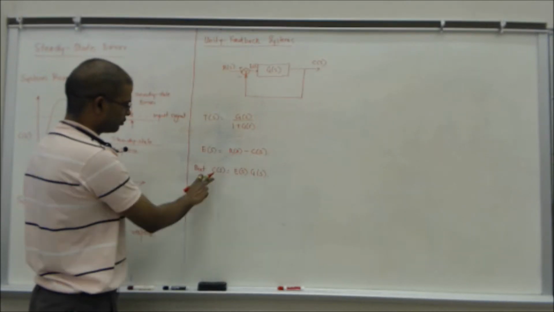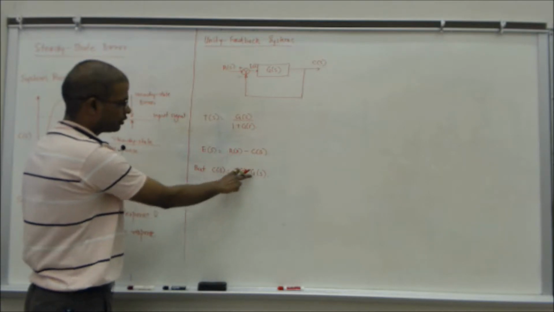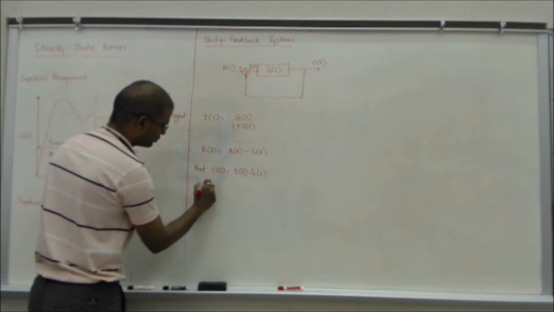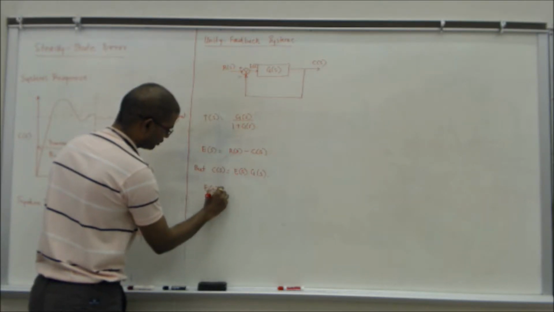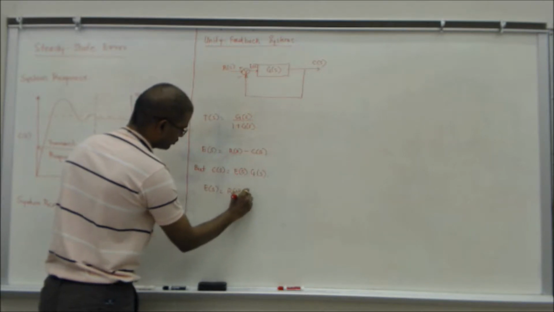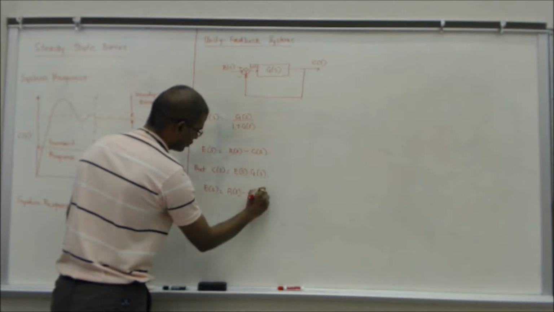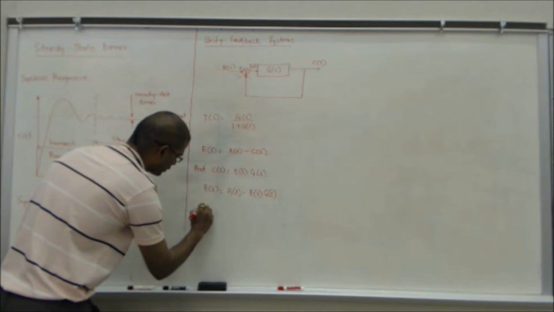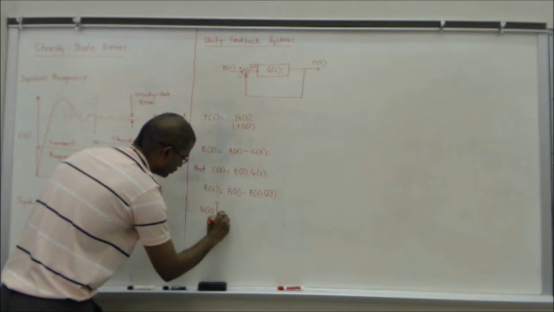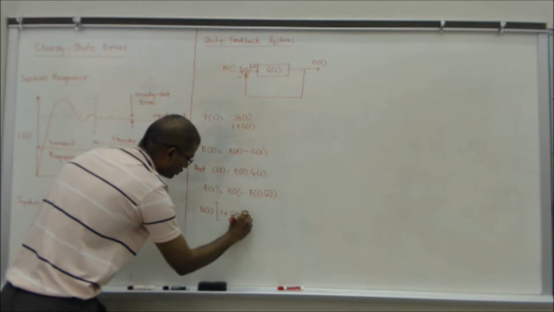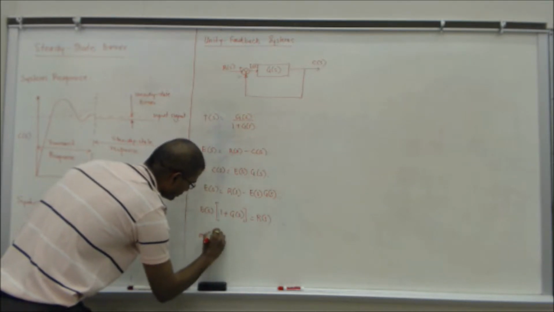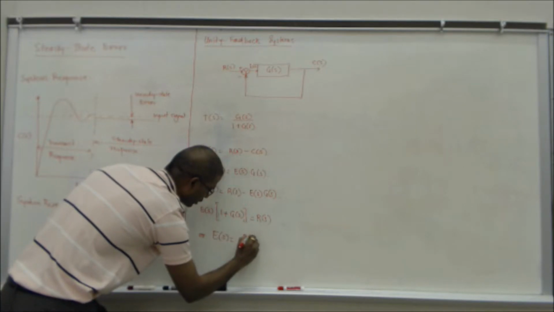E of S is this, but C of S is defined as E of S into G of S, correct? Therefore, E of S is equal to R of S minus E of S into G of S. And if you take it on the other side, E of S into 1 plus G of S is equal to R of S. Or E of S is R of S over 1 plus G of S.